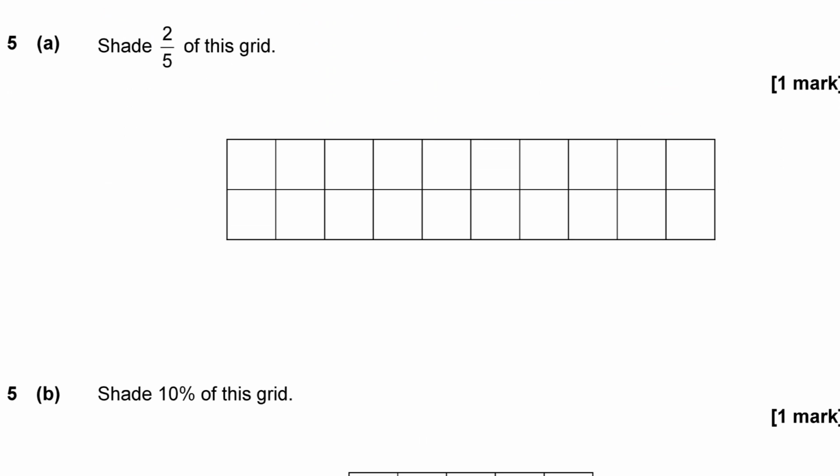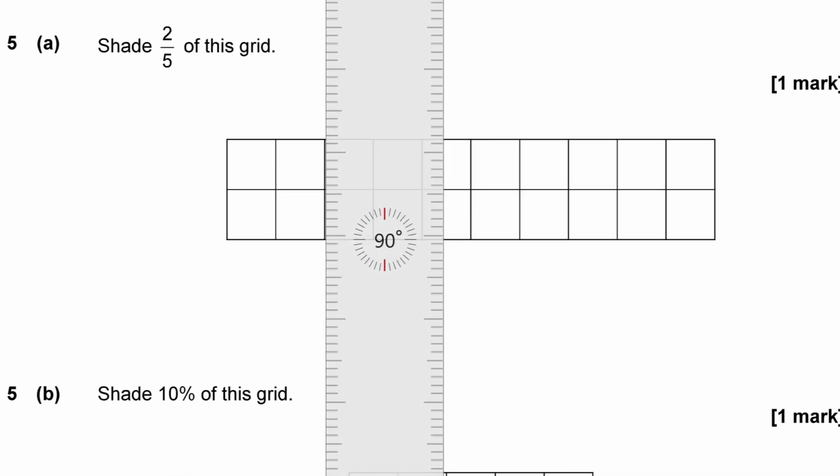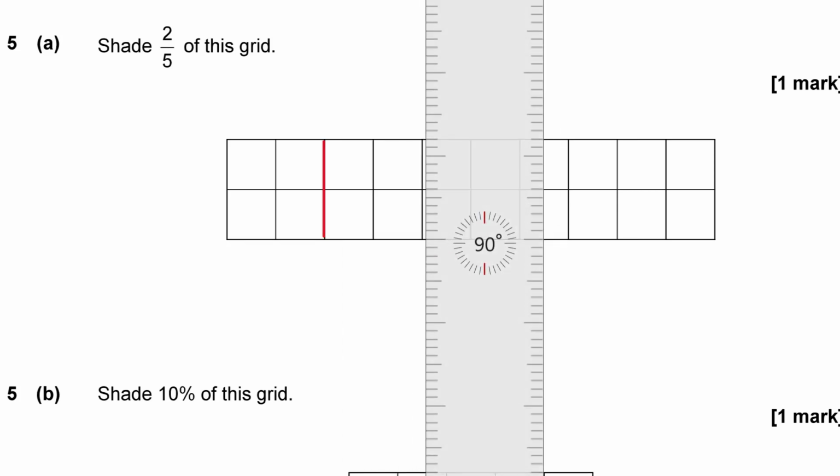Question 5a. Shade 2/5 of this grid. Okay. So how many rows have we got? We've got 2 rows, and we've got 1, 2, 3, 4, 5, 6, 7, 8, 9, 10 columns. So if we divide it up into fifths by subdividing it this way, every 2 columns we can divide it up, we'll make fifths.